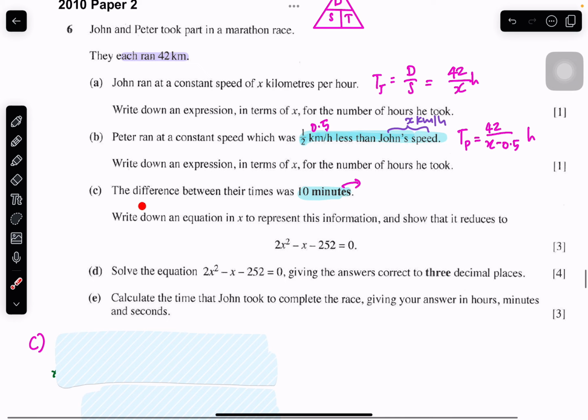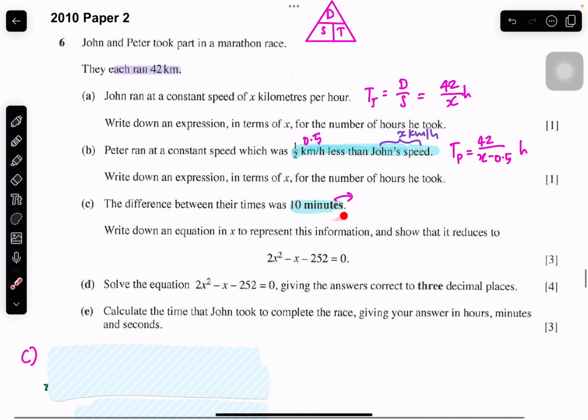Part C. The difference between their times was 10 minutes. Okay, so you need to be very careful about the units. They bolded the word minutes. Okay, so you have to first convert minutes to the common units, which is hours. So if you recall, to convert minutes to hours, we simply divide by 60, giving me 1 over 6 hours.